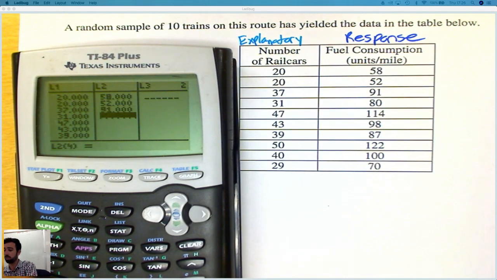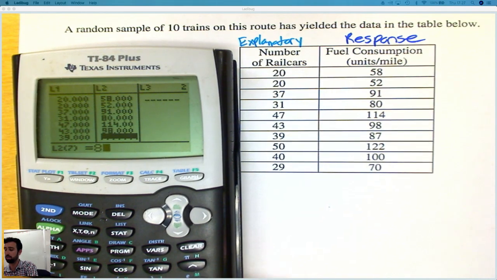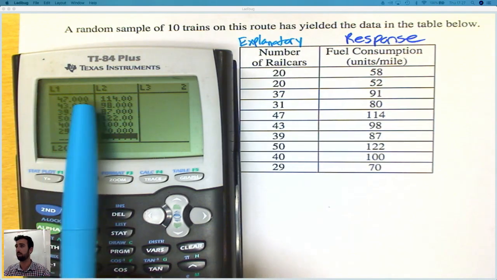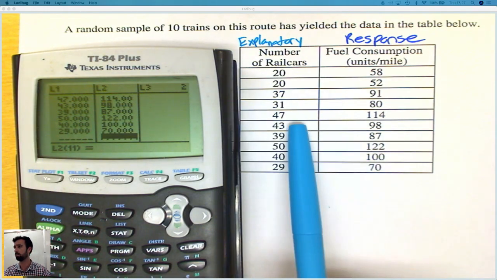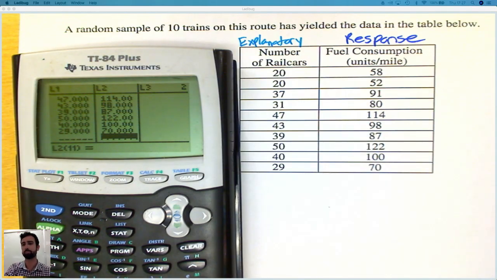This is one of those times that you want to be careful and make sure that they line up, because if they don't line up, it's going to mess up your data. And when I say line up, I mean make sure 47 and 114 go together. 47 and 114. Okay. All right, so how do we actually graph it?